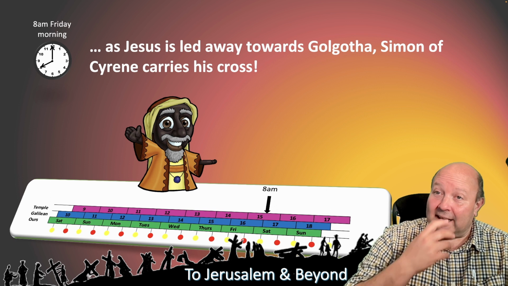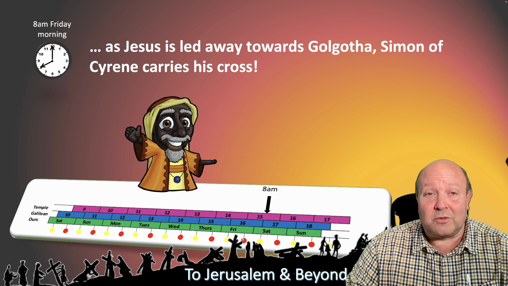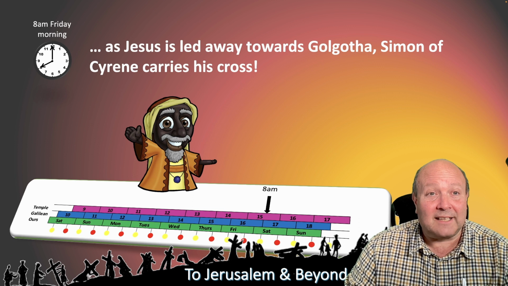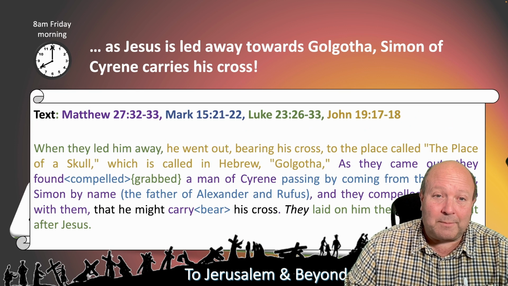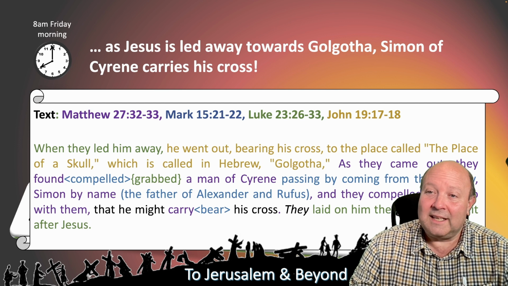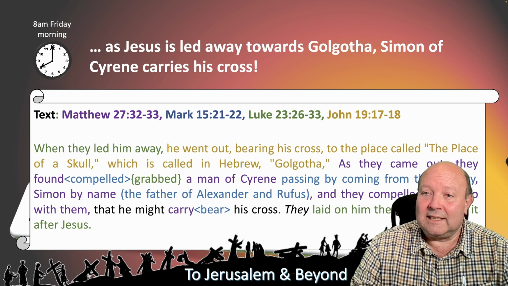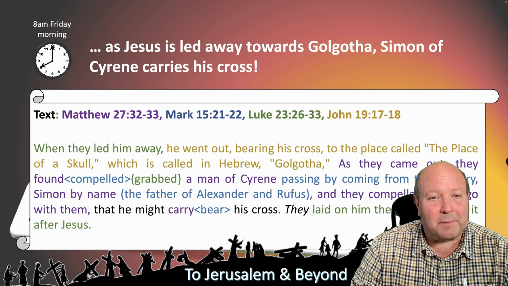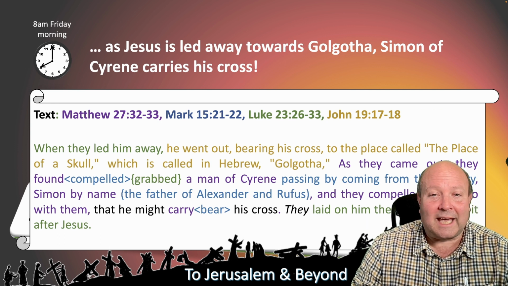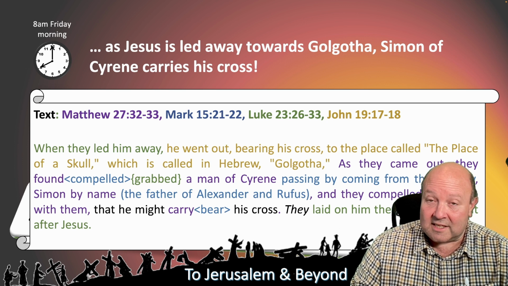So as he's heading there, of course, is where we read of Simon of Cyrene, who gets asked to carry his cross. Jesus is weakened by the flogging he's had. So they led him away. He went out bearing the cross to a place called the place of the skull, which in Hebrew is Golgotha. As they came out, they found, or compelled, a man of Cyrene, passing by, coming up from the country, Simon by name, the father of Alexander and Rufus, and they compelled him to go with them, that he might bear the cross, and laid it on him, to carry it after Jesus.